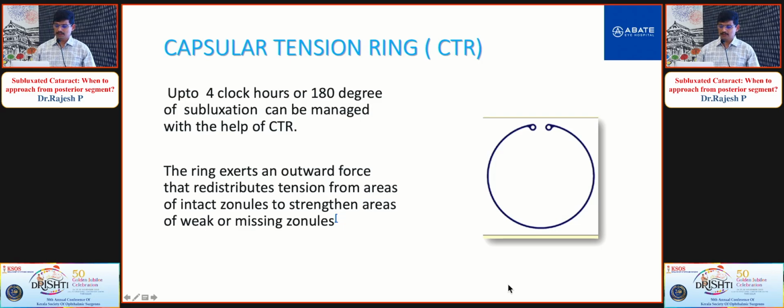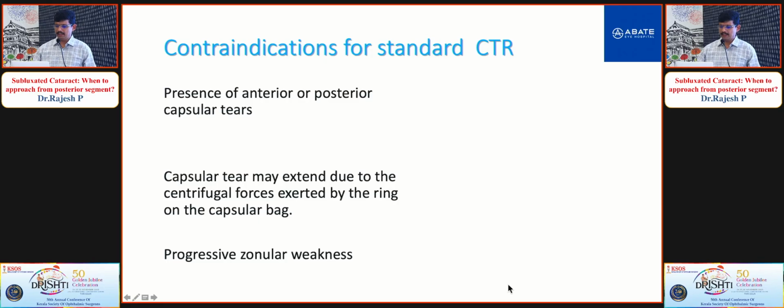Ideally, a standard capsular tension ring is the one most commonly used by most cataract surgeons, and this helps when the subluxation is limited to around 4 hours or 180 degrees. When it is beyond 4 hours or 180 degrees, a standard capsular tension ring may not serve the purpose. And again, if the patient has an anterior or posterior capsular tear, if you use a standard capsular tension ring, there's a chance that the tear can get extended, and that can lead to dislocation of the IOL or the lens.